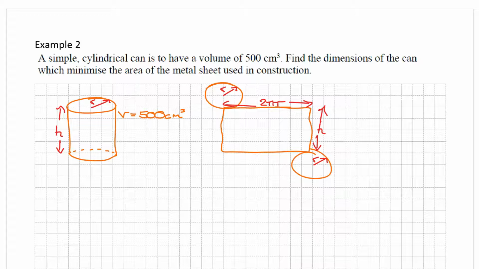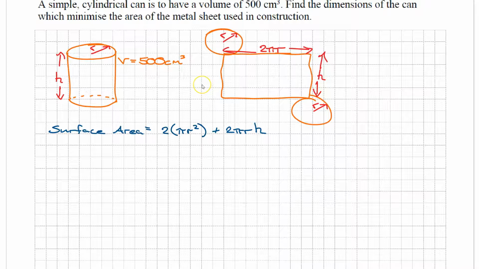So the surface area for the cylinder is going to be 2 times pi r squared, because we have one circle here and one circle here, and then we've got this piece in here, so that's going to be plus 2 pi r h, like so. Okay, so that's the first part.